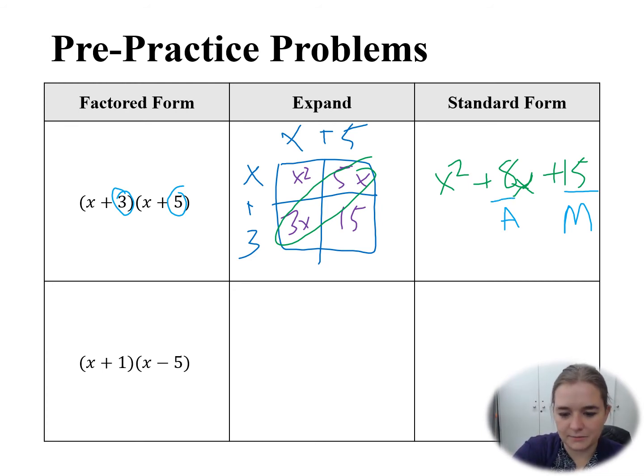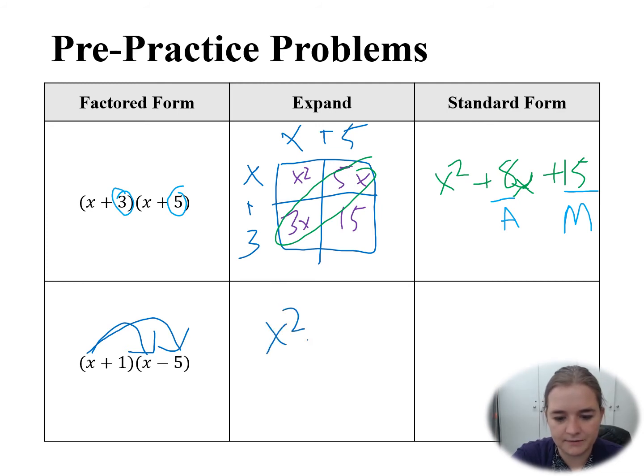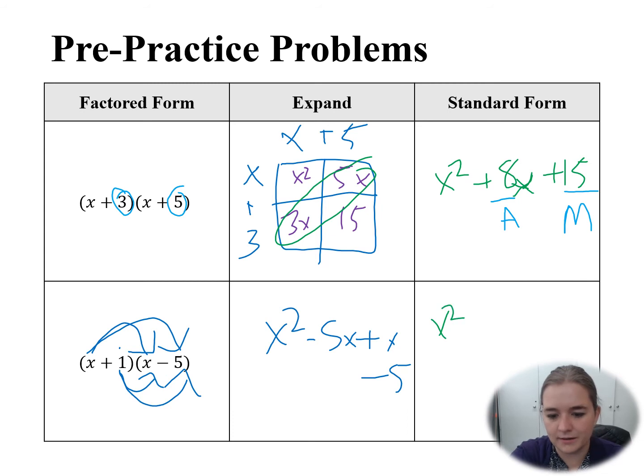Let's try it again, this time with some subtraction. If I think about a different question here now, x plus 1 times x minus 5. This time, let's FOIL it. If I expand it with FOILing, I get x times x is x squared, x times negative 5 is a negative 5x, x times 1 is a plus x, and 1 times a negative 5 is a negative 5. My standard form looks like x squared, a negative 5x plus x gives me a negative 4x, and my minus 5 stays there.